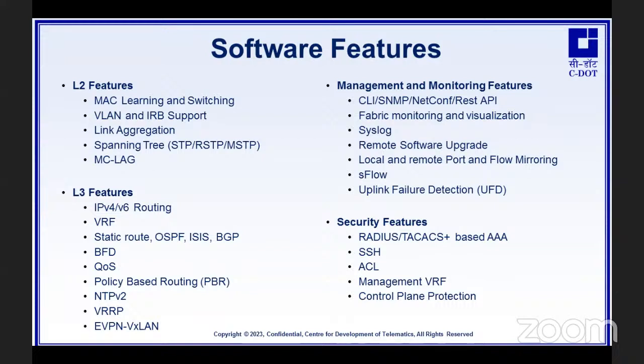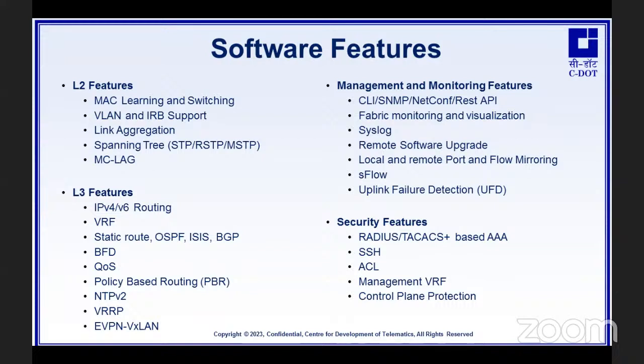QoS is quality of service. That means we differentiate various services based on their priorities. Then we have policy-based routing, PBR. Generally, routing is done based on the destination IP address. But suppose we need to route some packets based on different IP headers, like source IP address, source MAC, DMAC, or TCP or UDP port, then policy-based routing can be used.